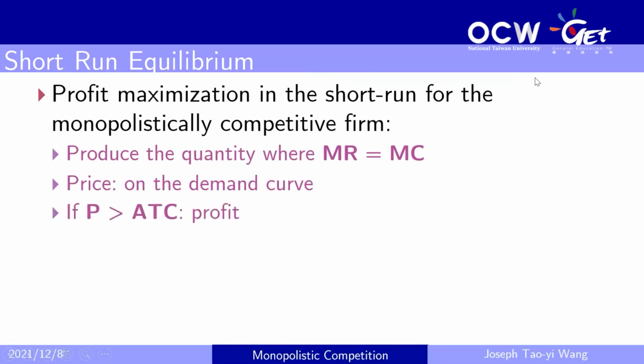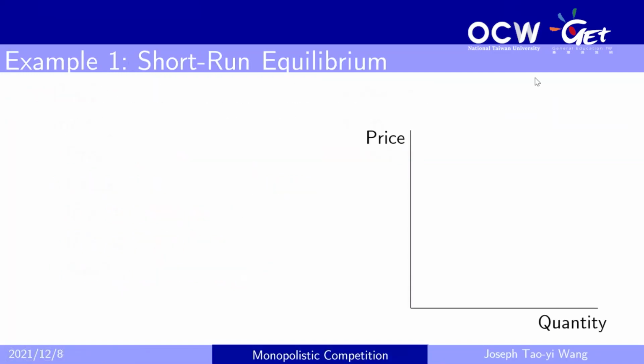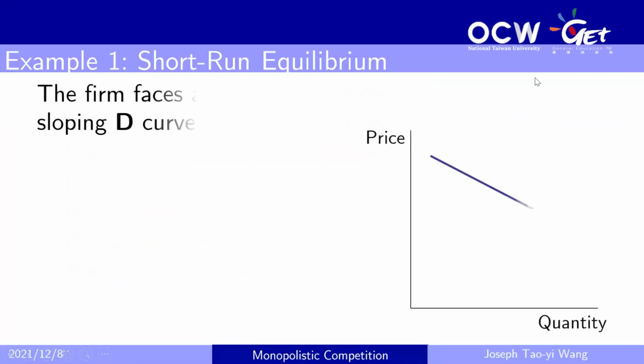Now, if this price is above ATC, then you're making a profit. But if it's below ATC, then you're making a loss. So everything up to here is just like a monopoly. In that sense, what we've learned in chapter 15 basically carries over to this chapter as well. So let's take a look. The firm is facing a downward sloping demand curve. It might not be that steep, well, that's fine, but because you have this unique flavor, a differentiated product, you're facing a downward sloping demand curve.